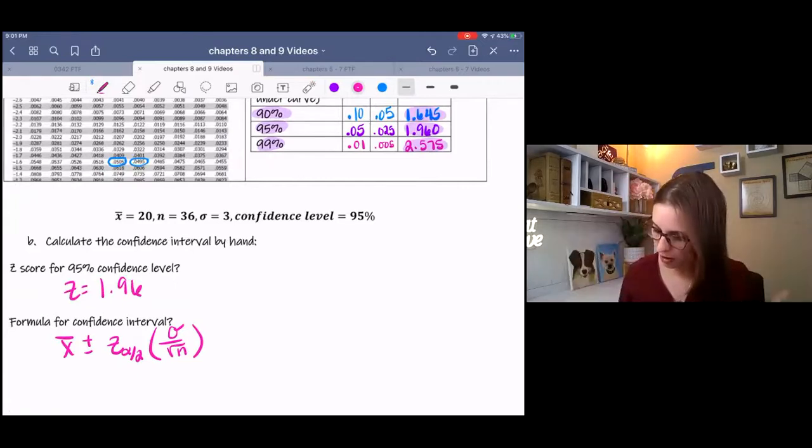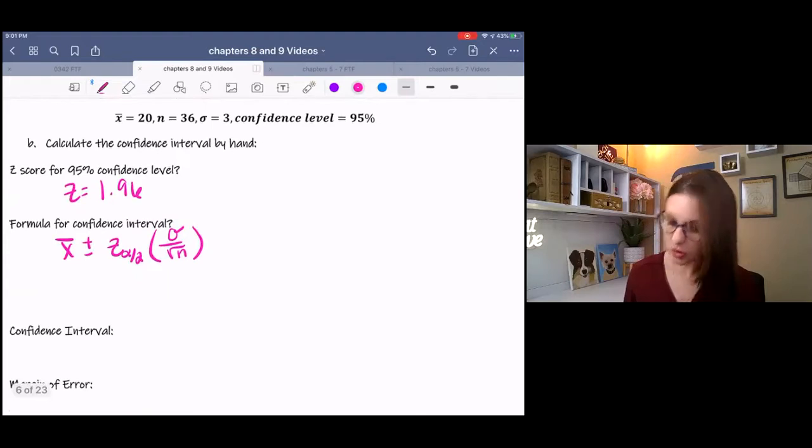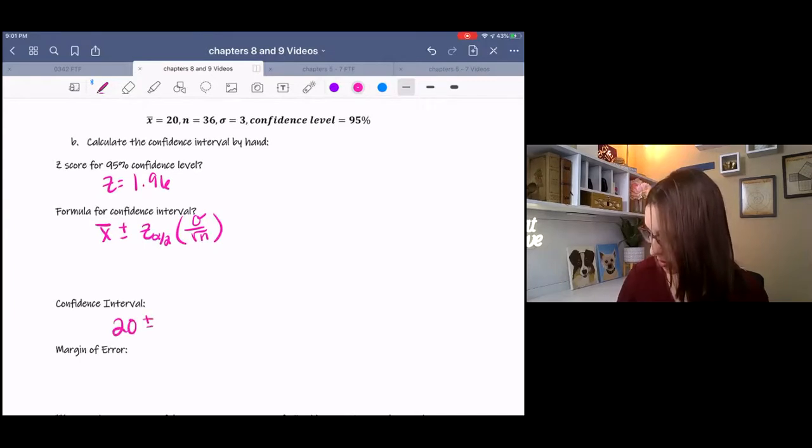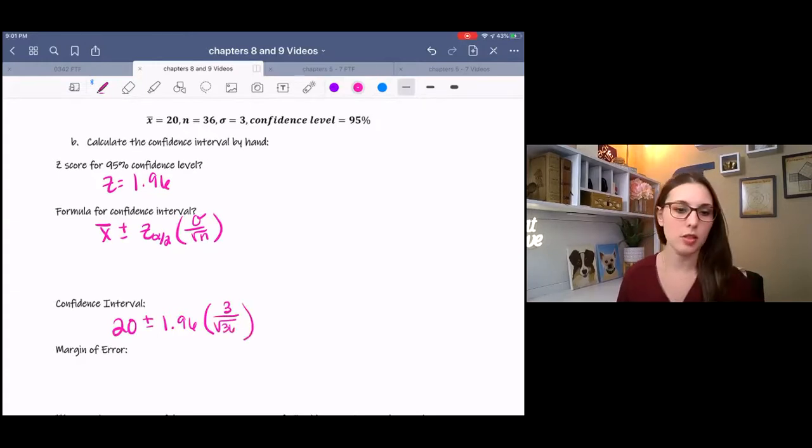And then the formula I already wrote down. So now for a confidence interval, we will just plug in our information. We know that x bar is 20. We know that our z-score is 1.96. We know that our standard deviation is 3, and our sample size is 36.